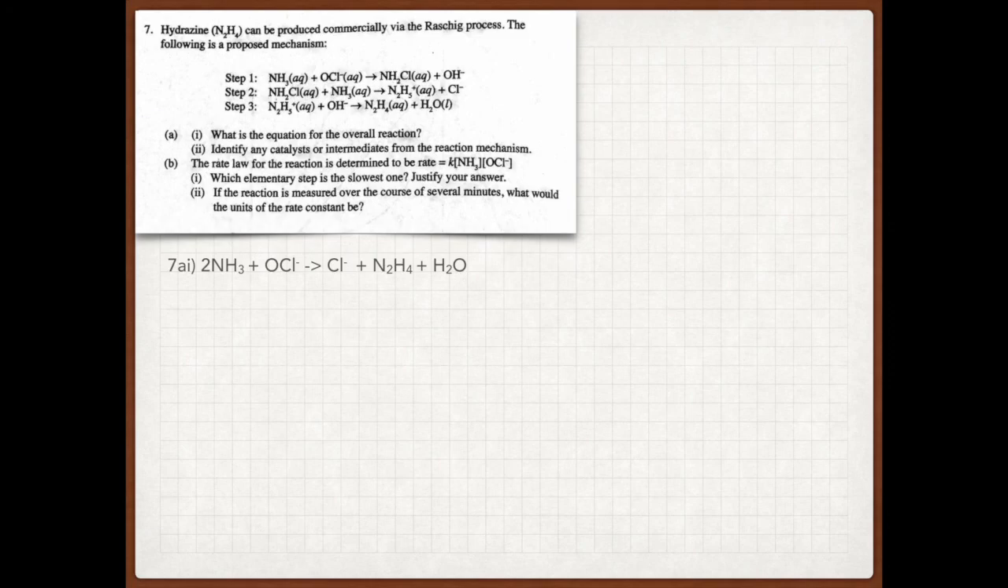It says, identify any catalysts or intermediates. Remember, intermediates are formed and used up by the reaction. Catalysts exist at the very beginning, and they exist at the very end. So nothing that you actually cancel out is a catalyst. Instead, they are all intermediates, okay? So NH2Cl, N2H5, and OH- are all intermediates, okay?